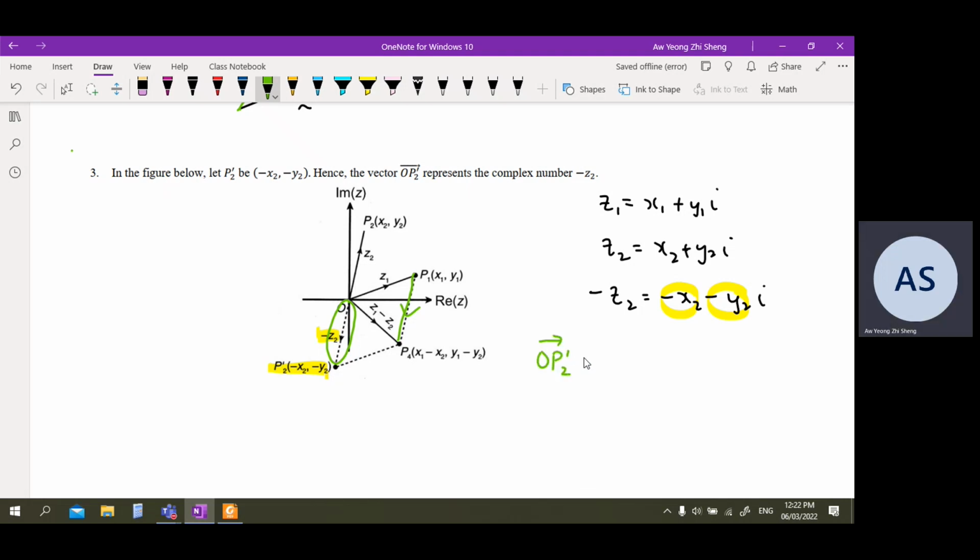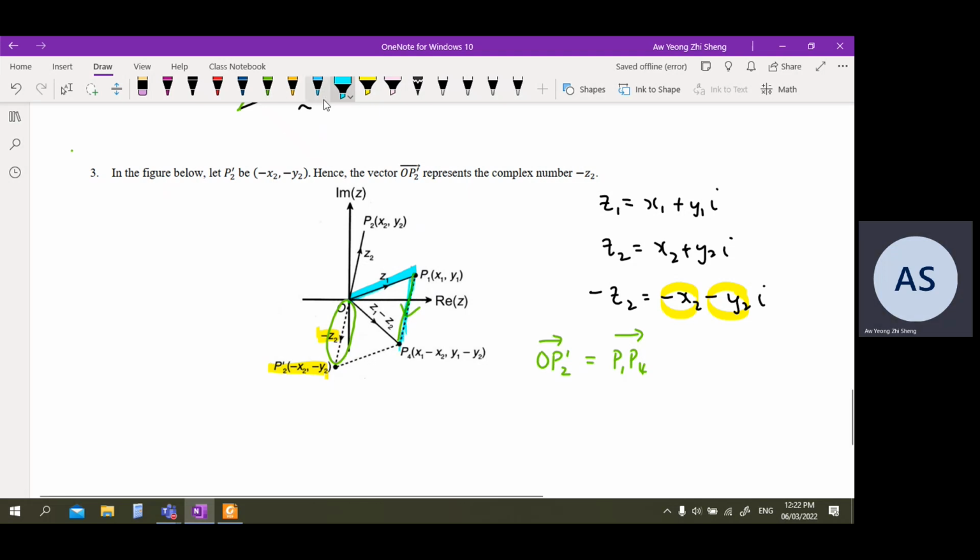OP2 prime, this vector is the same as the vector P1, P4, because these two vectors have the same length and same direction. Then if I travel from O to P1, at the ending point P1, it becomes the starting point of my green color vector. I travel this way.